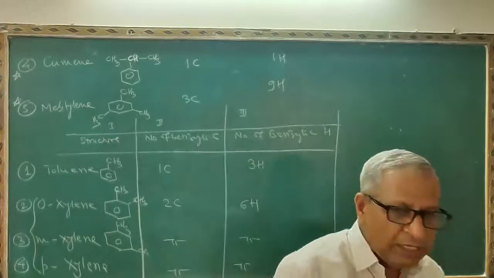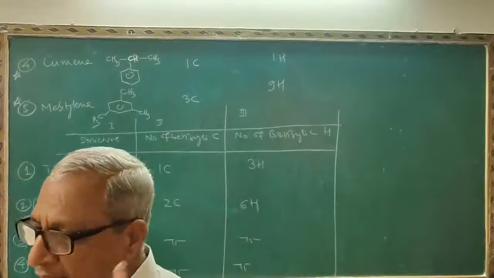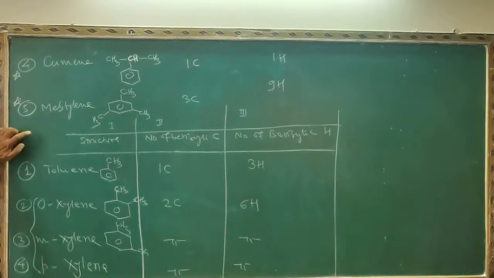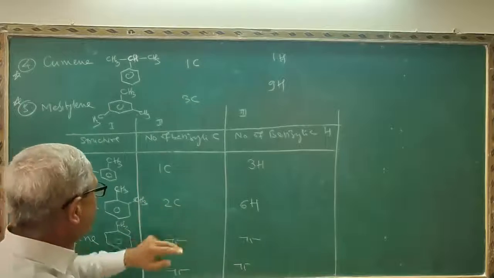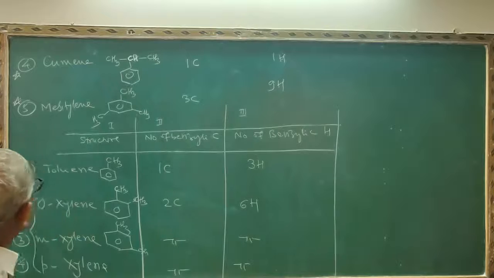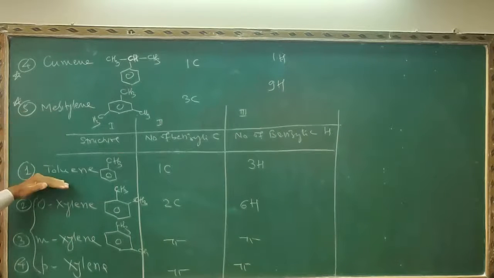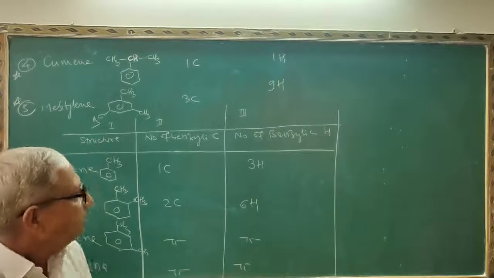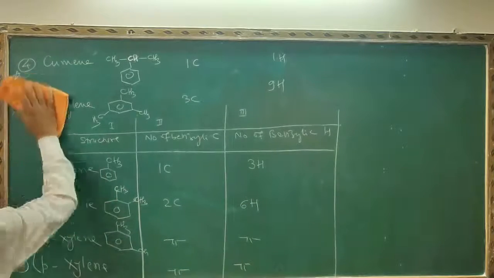So we completed the terms benzylic carbon and benzylic hydrogen. Does anyone have difficulty? Remember that the question will be said like this: orthoxylene and cumene contain dash dash and dash dash benzylic carbon. Orthoxylene contains 2, cumene contains 1. Another question will be said like this: mesitylene and toluene contain dash dash and dash dash benzylic hydrogen. Mesitylene contains 9 benzylic hydrogens, toluene contains 3 benzylic hydrogen atoms. Such types of questions will be asked.